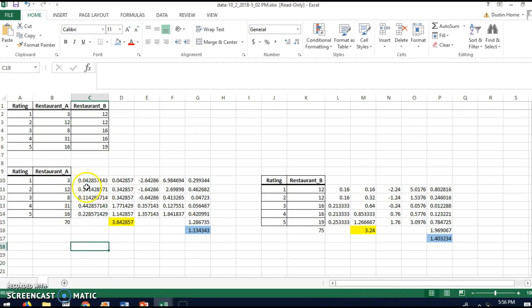So this number represents 12 out of 70. This number represents 8 divided by 70. This number represents 31 divided by 70. And this number represents 16 divided by 70.